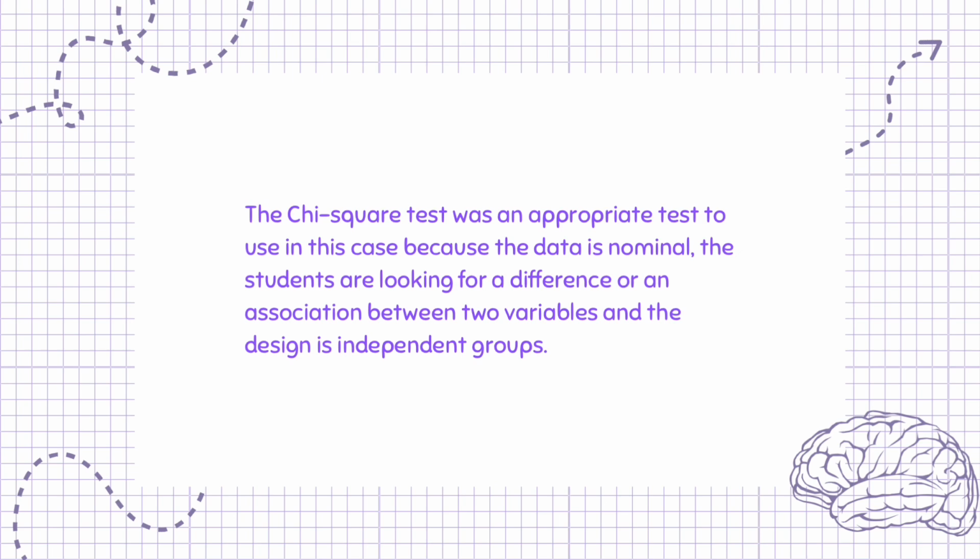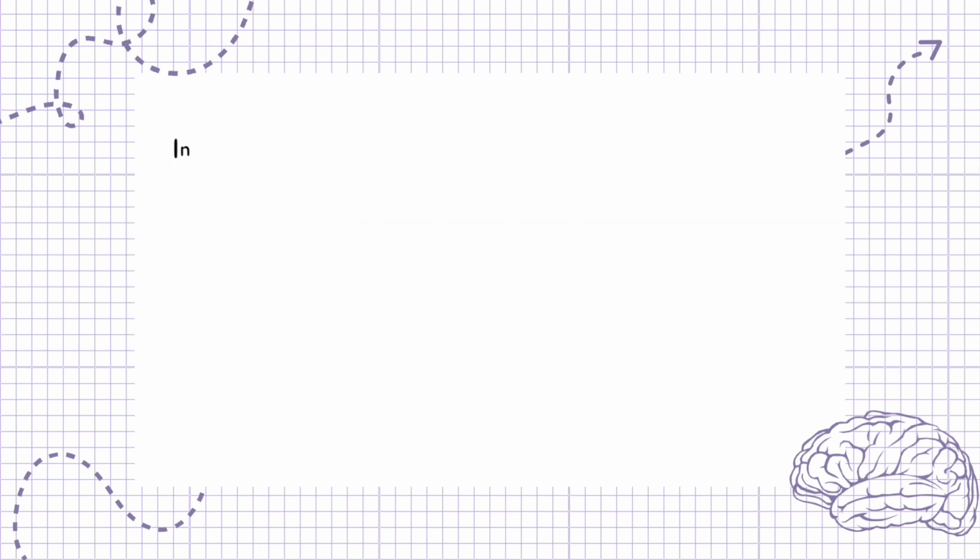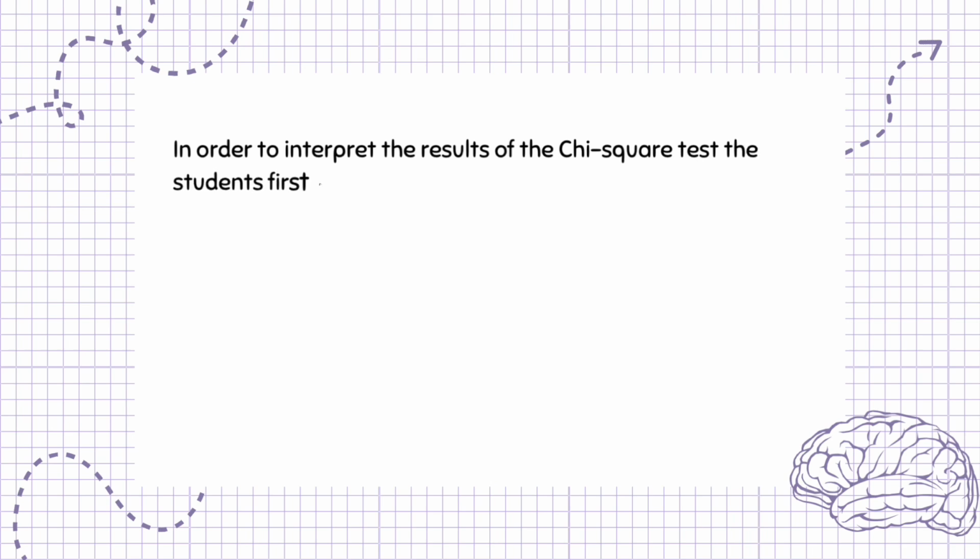The chi-square test was an appropriate test to use in this case because the data is nominal. The students are looking for a difference or an association between two variables and the design is independent groups. In order to interpret the results of the chi-square test, the students first needed to work out the degrees of freedom. They used the following formula.